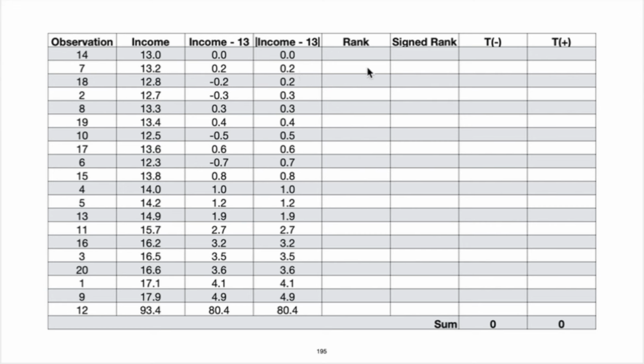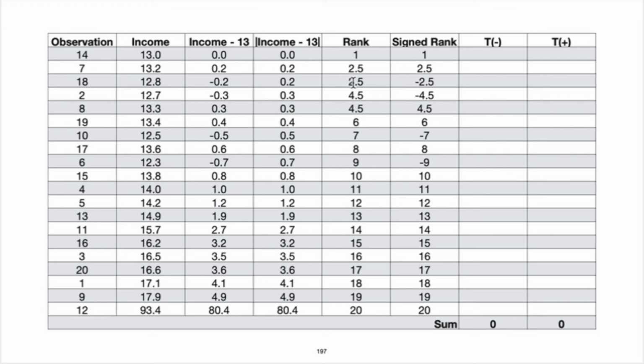Once we calculate the unsigned ranks, then we're going to calculate the signed ranks. And what we're doing here is attaching the sign associated with the original difference to the unsigned rank. So this is a positive value, so the signed rank here is positive. This is a positive value, and so the signed rank is positive. But now this difference is negative, and so the signed rank associated with 2.5 is negative, and so forth.